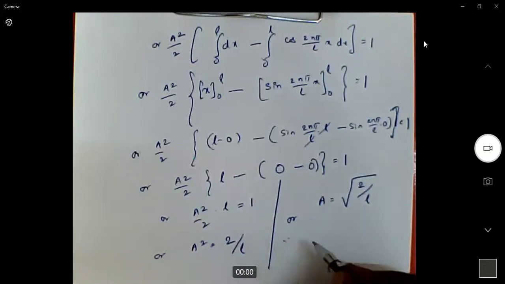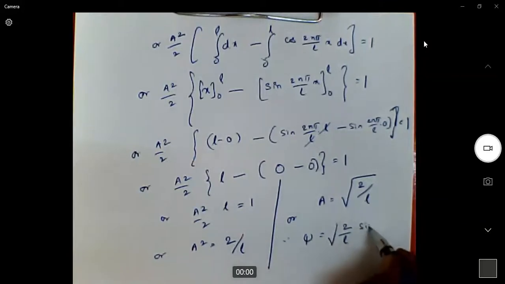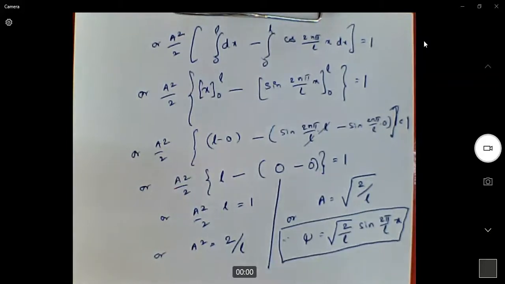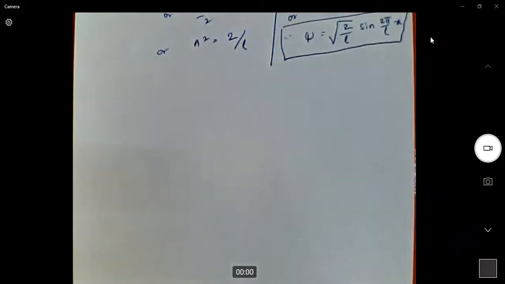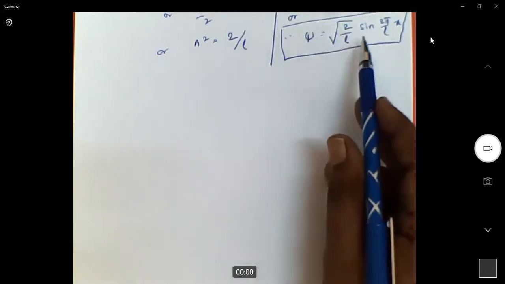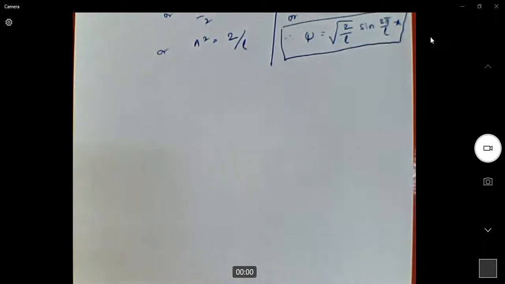Therefore, the wave function becomes psi is equal to square root of 2 by L sine(n pi by L into x). So this is the final solution for the Schrodinger wave equation. The final solution for Schrodinger wave equation for a particle in a one-dimensional box is psi is equal to square root of 2 by L into sine(n pi by L into x).